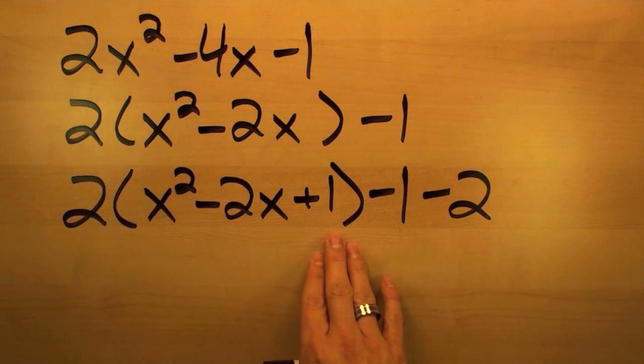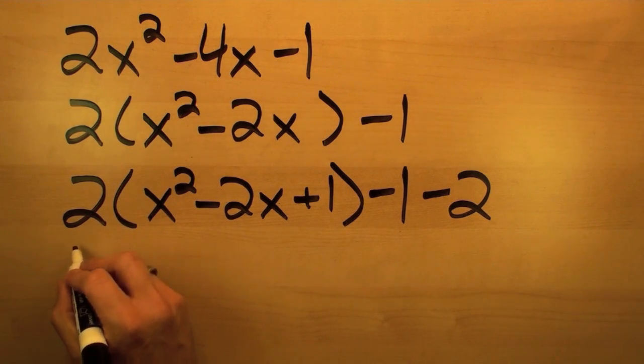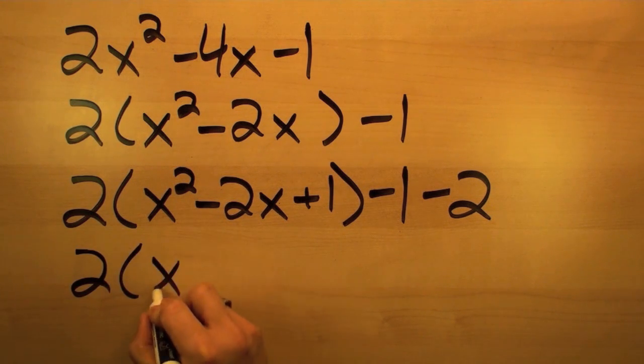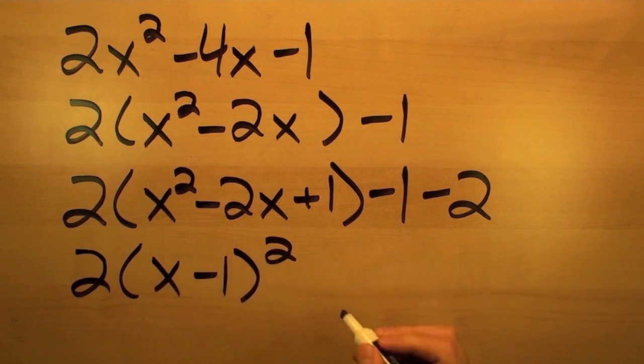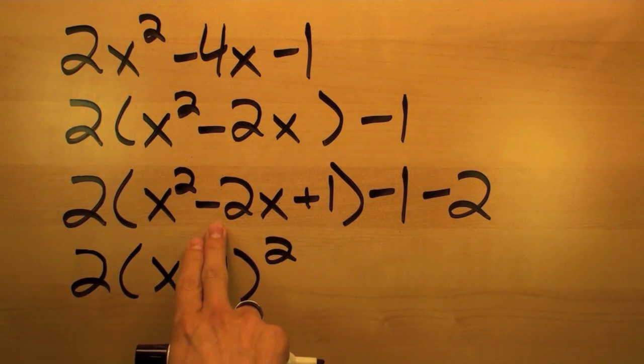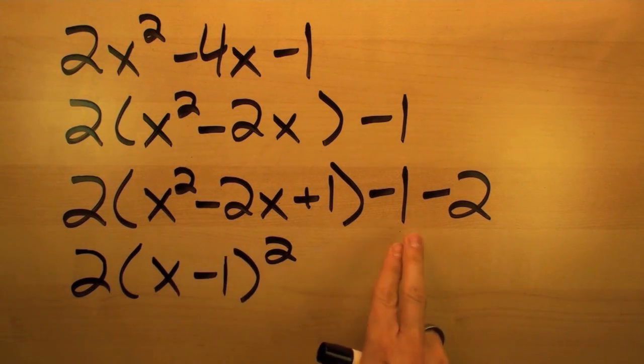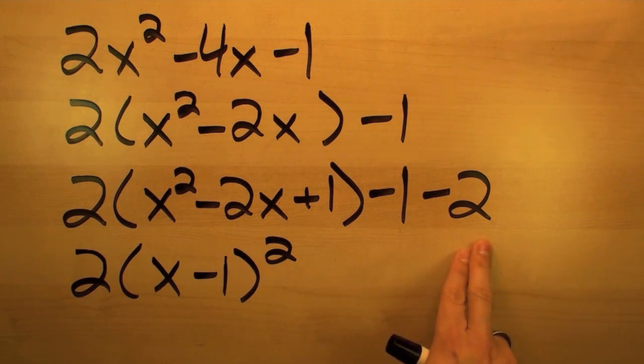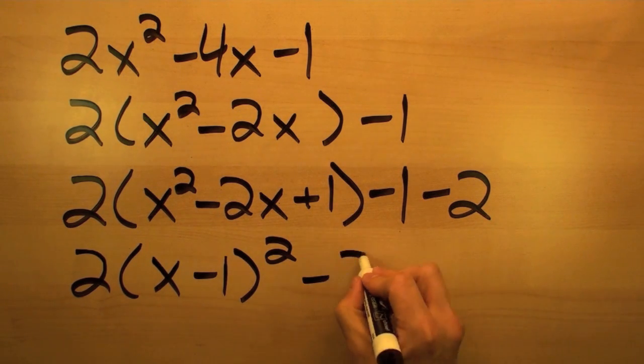Now we factor what's inside the parentheses, giving us 2 times x minus 1 squared. Right, if we multiply out the x minus 1 squared, we'll get what's in this parentheses again. And then we have minus 1 minus 2 just becomes minus 3.